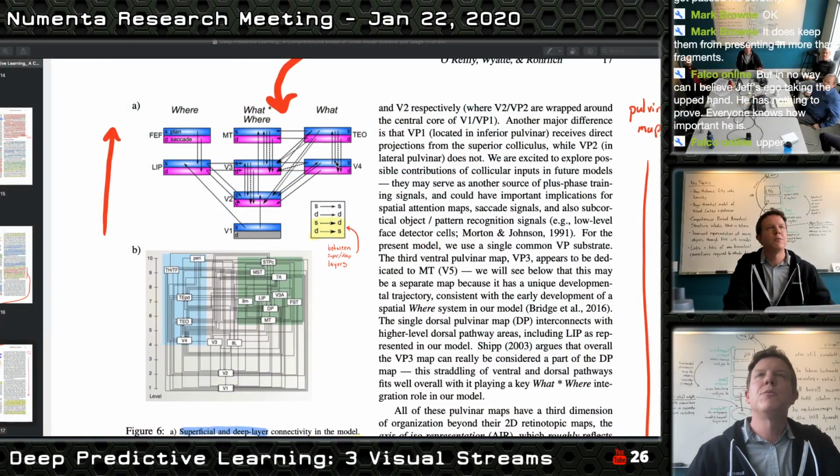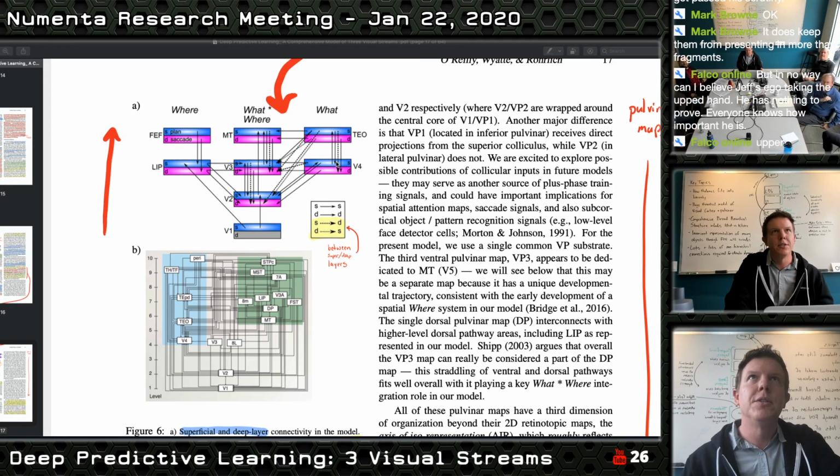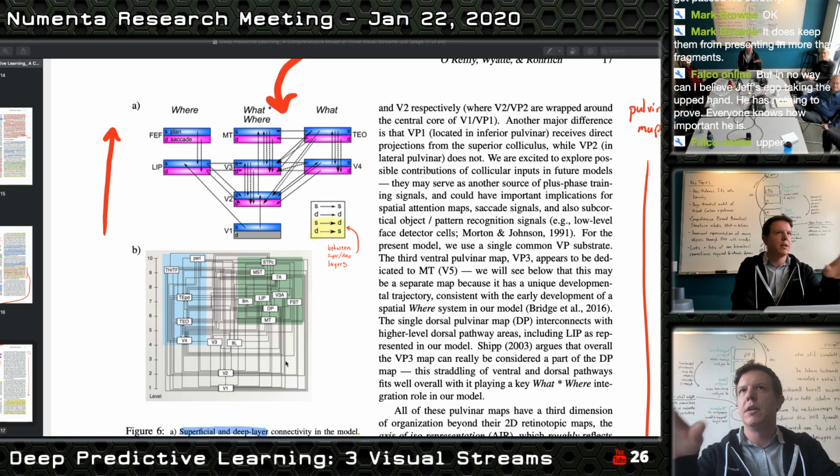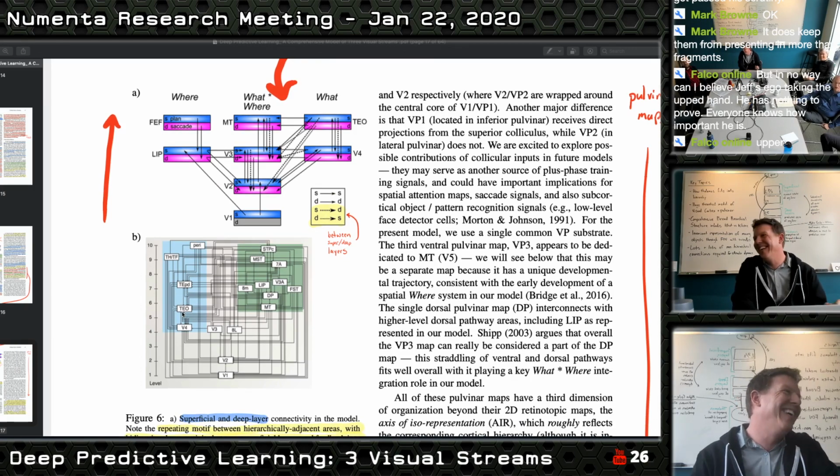Okay, so I answered it by the simple diagram here. This is a little hard to explain. This is the macaque hierarchy, right? The standard one that we always see. Which, by the way, they explicitly excluded thalamus from that hierarchy. Yeah. Right.